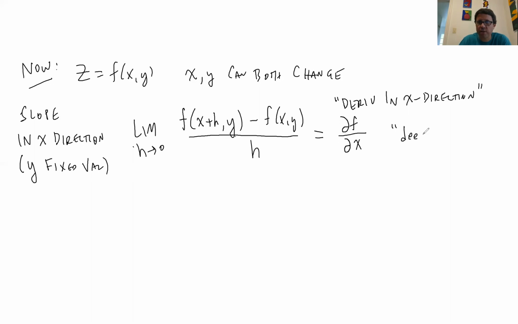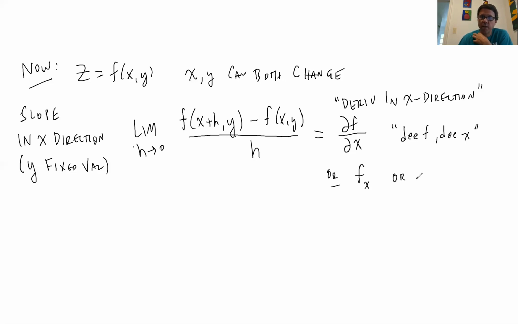I still read it as df dx in words. It's just called the partial derivative. The derivative in the x direction will be the partial derivative in the x direction. And so that's going to be one way to write it. Sometimes we're going to write it like this, where we write f with a little subscript. That'll be nice for shorthand. And it just means the exact same thing.